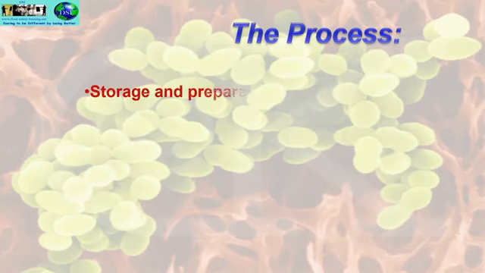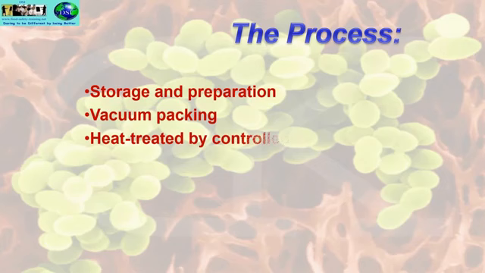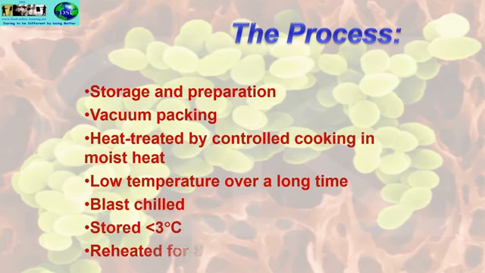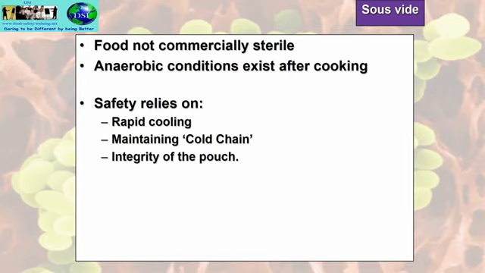So the process is storage and preparation, vacuum packing, heat treated by controlled cooking in moist heat, and held at low temperature over a long time, blast chilled, stored at less than 3 degrees C, and reheated for service. With sous vide, food is not commercially sterile. So anaerobic conditions do exist after cooking.